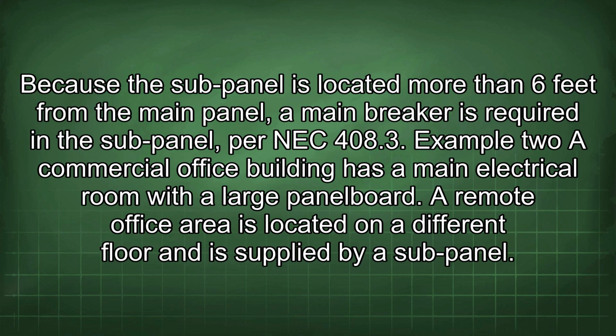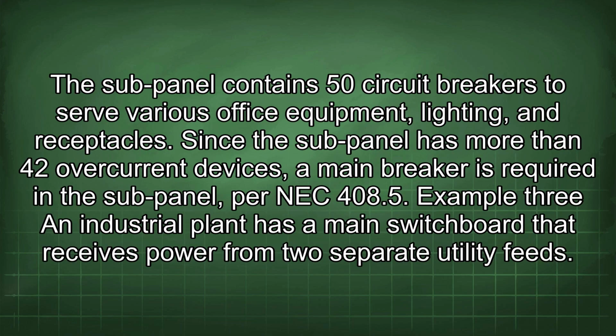Example 2. A commercial office building has a main electrical room with a large panel board. A remote office area is located on a different floor and is supplied by a sub-panel. The sub-panel contains 50 circuit breakers to serve various office equipment, lighting, and receptacles. Since the sub-panel has more than 42 overcurrent devices, a main breaker is required in the sub-panel per NEC 408.5.